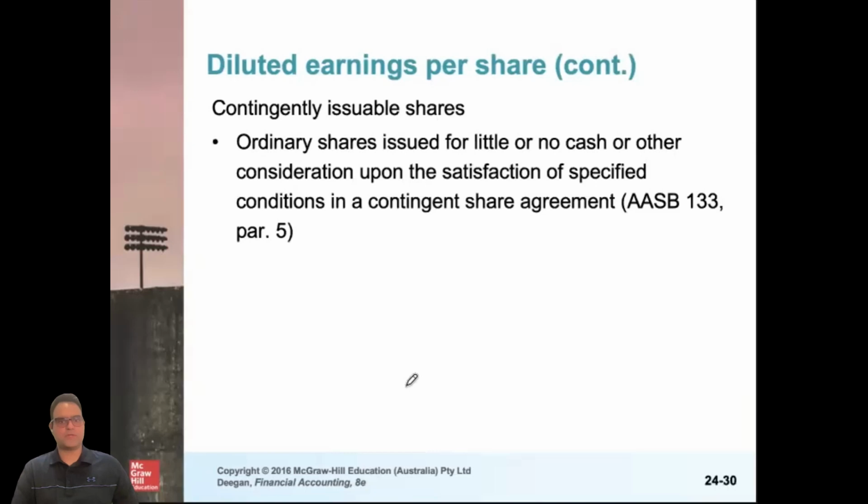Now, contingent issuance of shares: ordinary shares issued for little or no cash or other consideration upon the satisfaction of a specific condition in a contingent share agreement. So contingent issuance of shares is normally not part of it because there is no cash paid for these shares.